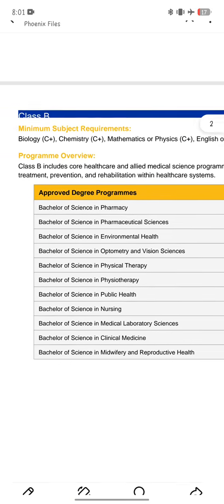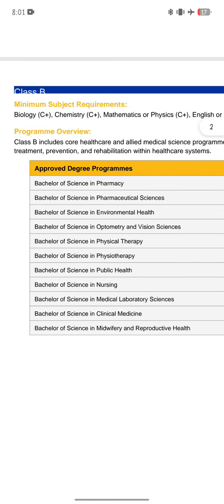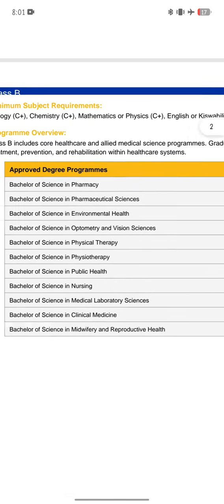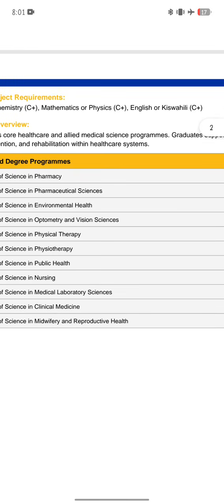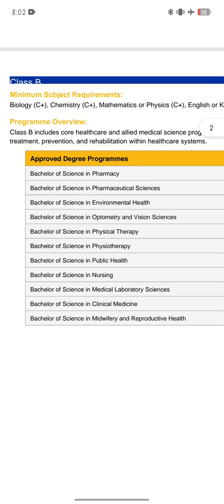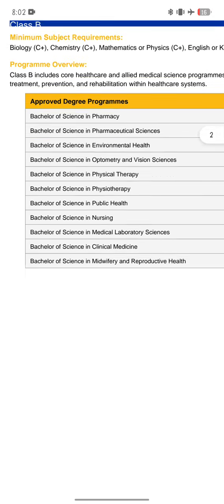For class B courses, the requirements are biology C+, chemistry C+, mathematics or physics C+, English or Kiswahili C+. When I talk about English or Kiswahili, I mean you can have either Kiswahili C+ or English C+. When I talk about mathematics and physics, it's either of those two. You must have a grade of C+. So those are the requirements, and these are the courses available in class B.